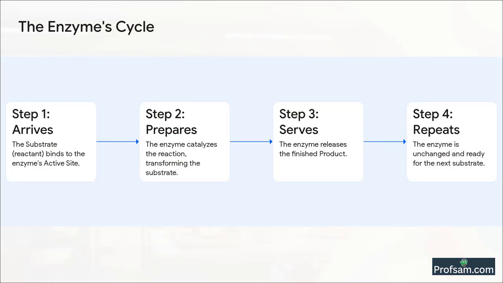So let's look at how this chef works. It's a 4-step cycle. Step 1. The ingredient arrives. In chemistry, we call this the substrate.